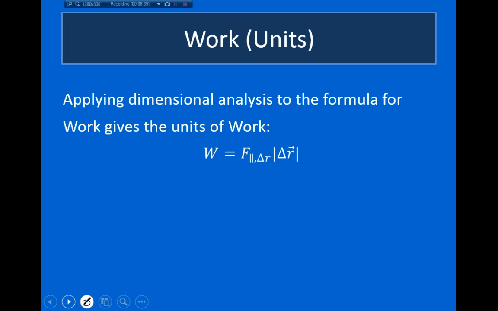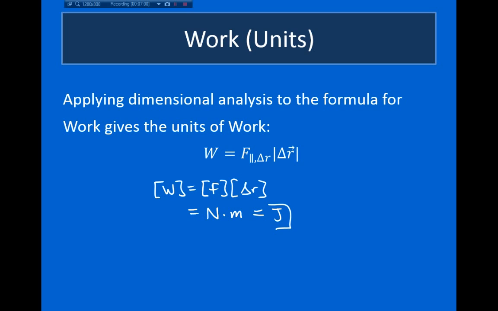Now, I also want to look at the units of work. Remember that anytime we have an equation, units have to be the same on both sides of the equal sign. So the units of work have to be equal to the units of force times the units of displacement. Recall the units of force are newtons, and the units of displacement are meters. So the units of work are newtons times meters, and we call this combination joules. So the units of work are joules.